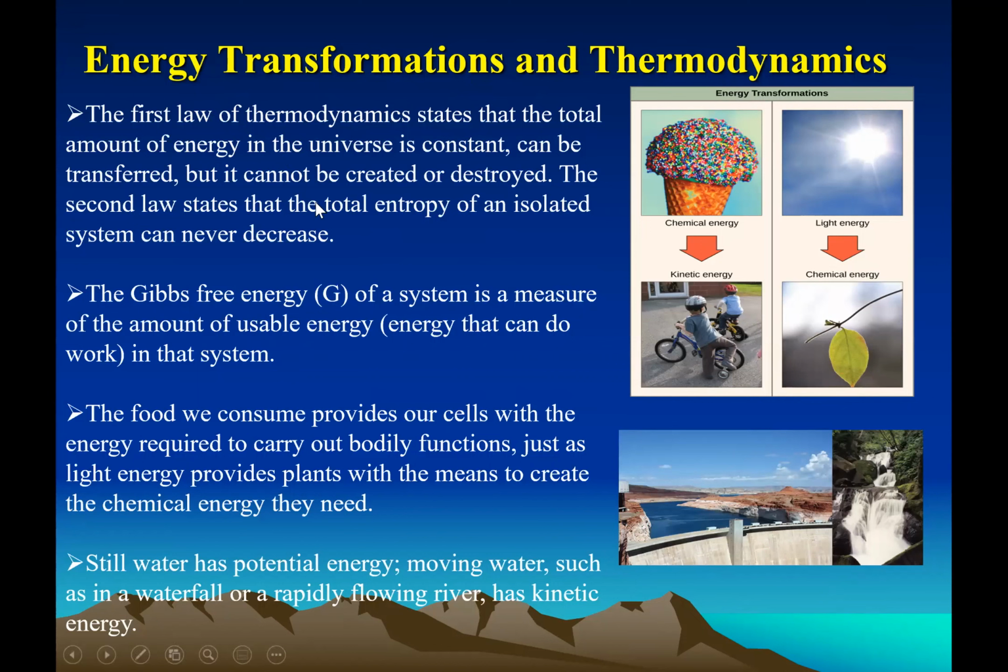The second law states that the total entropy of a system will never decrease. Enthalpy refers to the heat that is pertaining to a system. Entropy is the randomness it creates in a system. Gibbs free energy in a system is the amount of measurable or usable energy in a system.